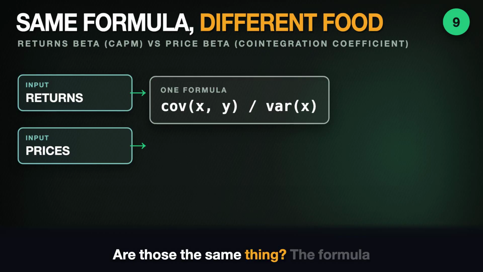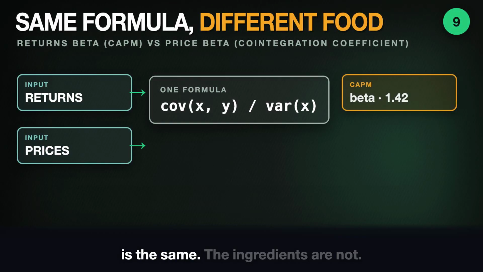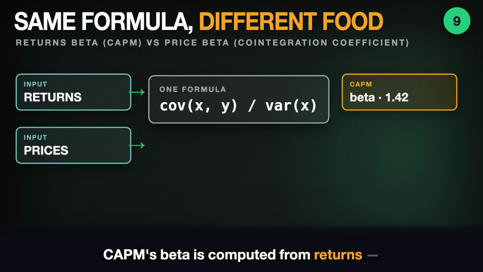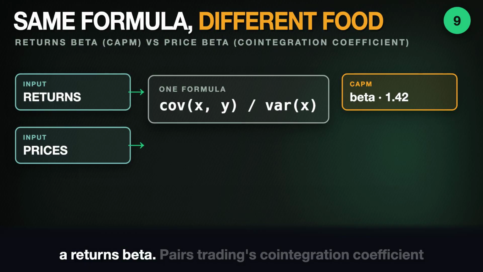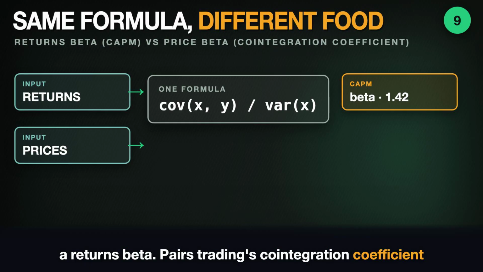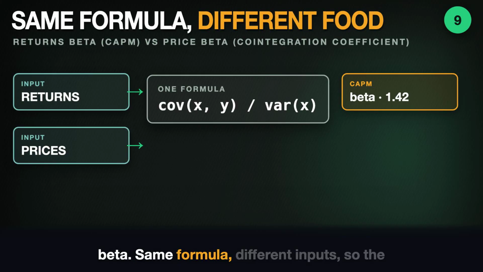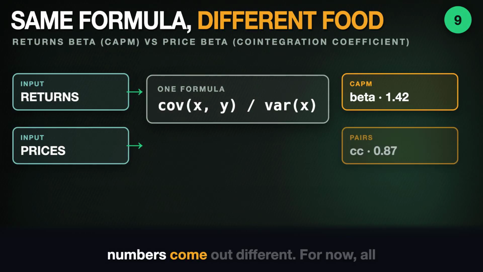Are those the same thing? The formula is the same. The ingredients are not. CAPM's beta is computed from returns. A returns beta. Pairs trading's cointegration coefficient is computed from prices. A price beta. Same formula, different inputs, so the numbers come out different.